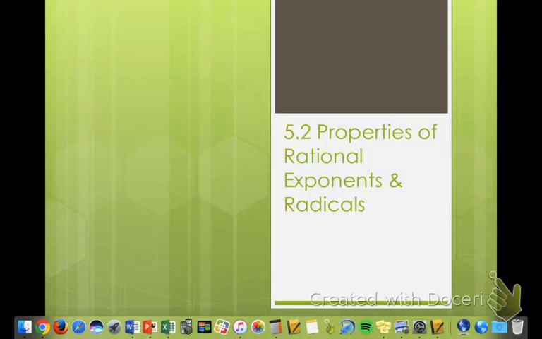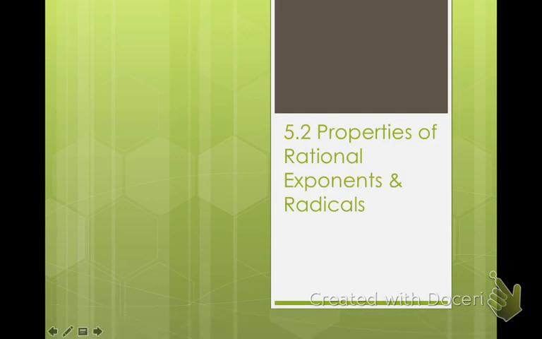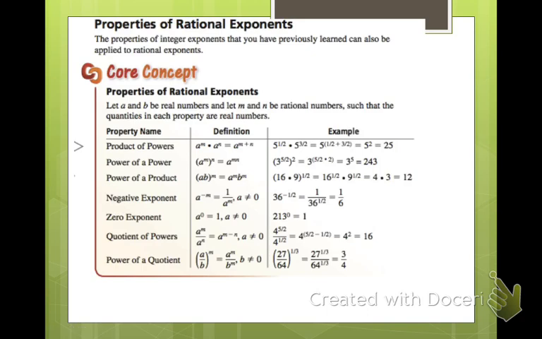Hi, Advanced Algebra 2. Let's talk about some properties now of rational exponents and radicals. The properties of integer exponents that you previously learned, we reviewed them from Algebra 1, can also be applied to rational exponents. And remember, a rational exponent is an exponent that you can think of in ratio or fraction form. So if you look at the different properties here, we'll just go through them briefly.